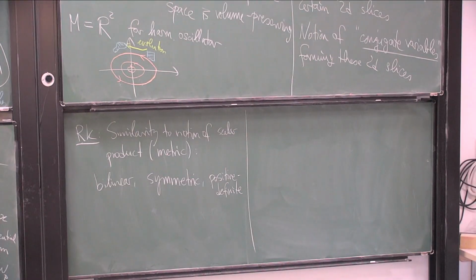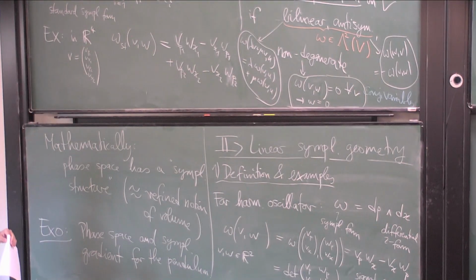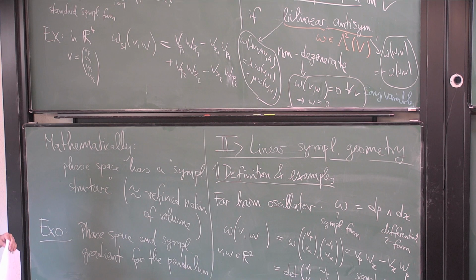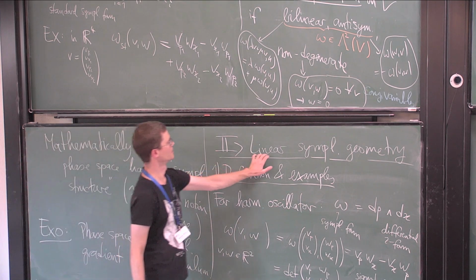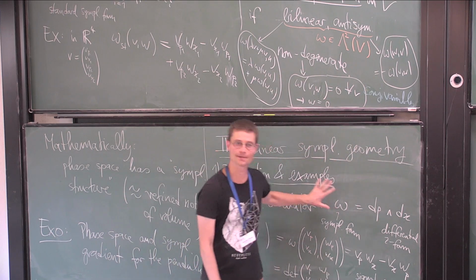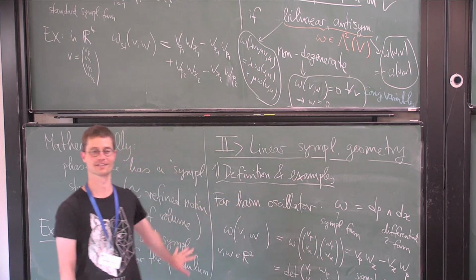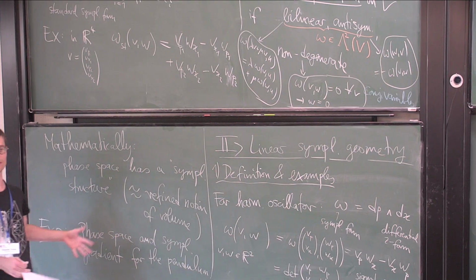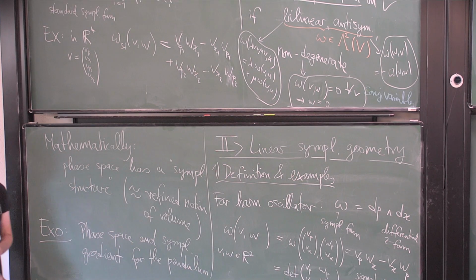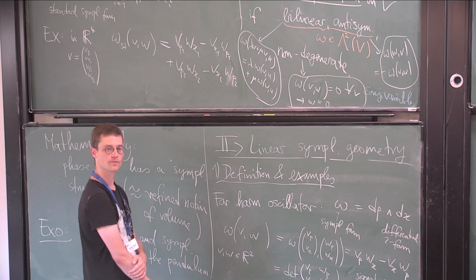Excuse me. Maybe I'm misremembering, but don't you need it also to be a closed form? Not in linear symplectic geometry, because in the linear world, everything is constant. But you're right, on manifolds there will be some more conditions, which is closedness.